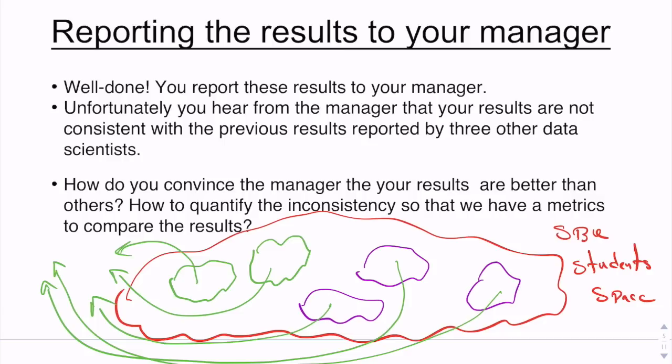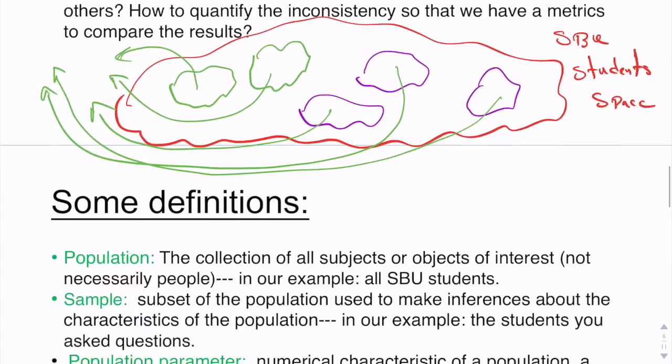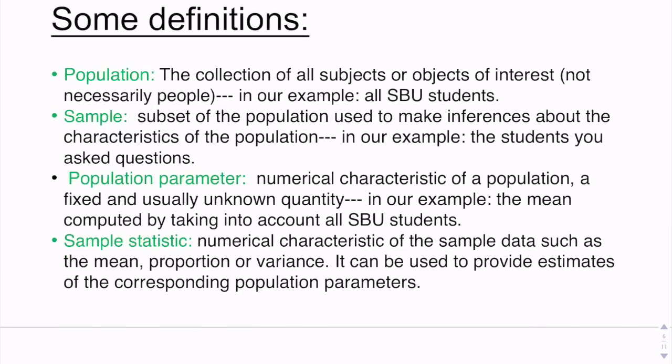So how do you address all these and how to have a definition for all this? Here we introduce some definitions. First one is population. Population in statistics is the collection of all subjects or objects of interest, and also it is not necessarily people. In our example, all Stony Brook University students are our population.